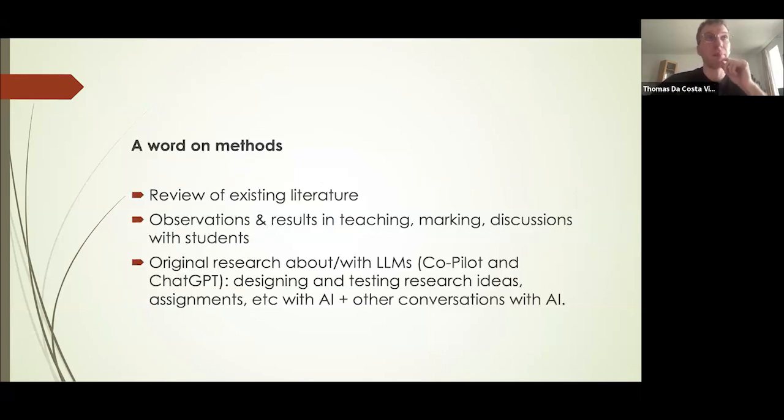So just a word on methods. Everything you will see in the presentation is based on, one, existing literature; second, observations that I've made and provisional or long-standing results in teaching and marking assignments and in unofficial discussion with students, let's say. And finally, original research that I've conducted about and with GenAI itself, so Copilot and ChatGPT in particular. So thinking with and without the AI itself to design and test research ideas, teaching ideas, assignment ideas, and just wider conversations, testing safeguards and the limits of what the AI can and cannot do.